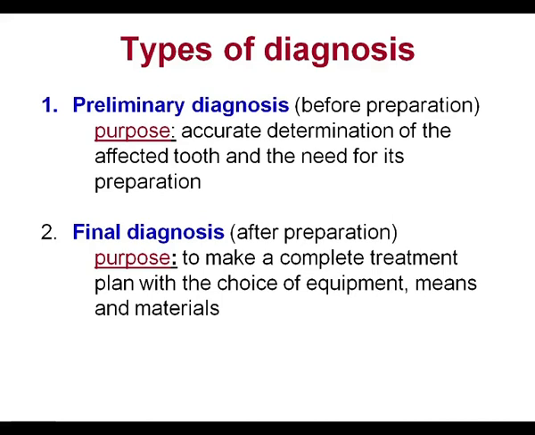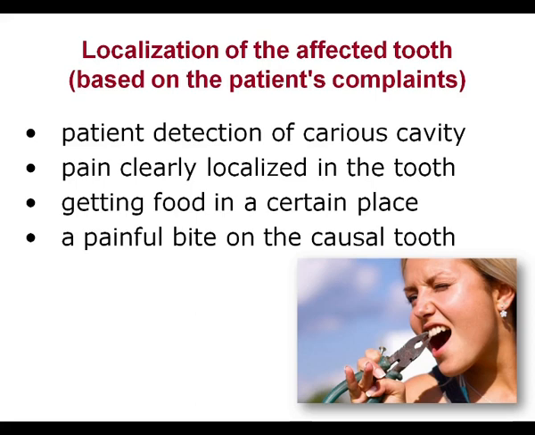After examination, we may make 2 types of diagnosis. The first one is the preliminary diagnosis. It is made before preparation, and its purpose is accurate determination of the affected tooth and the need for its preparation. And only after preparation we may make the final diagnosis, and its purpose is to make a complete treatment plan with the choice of equipment, means, and materials.